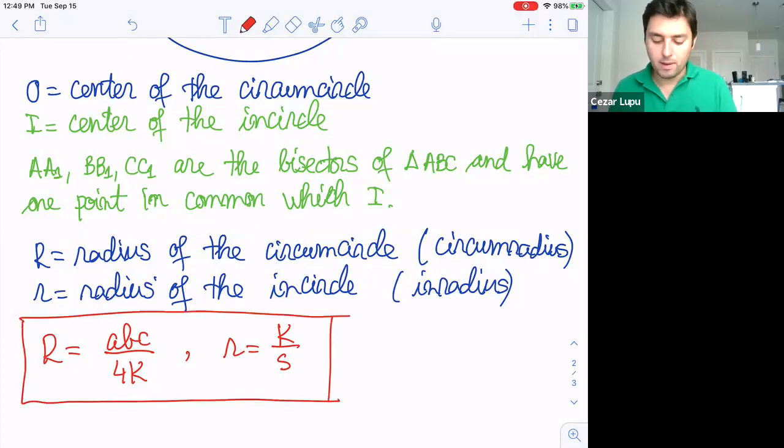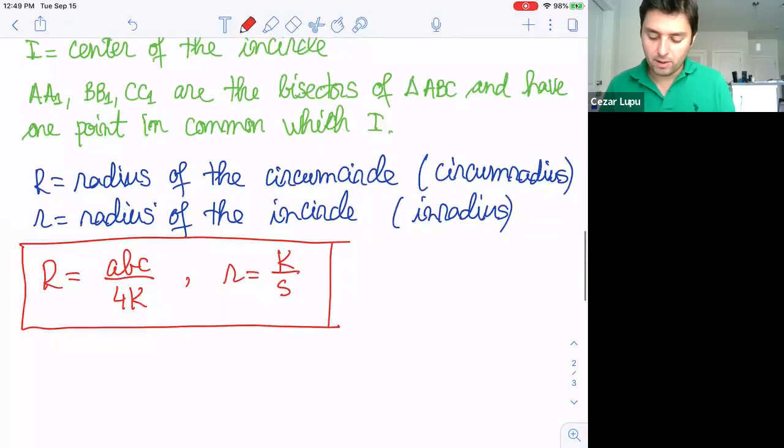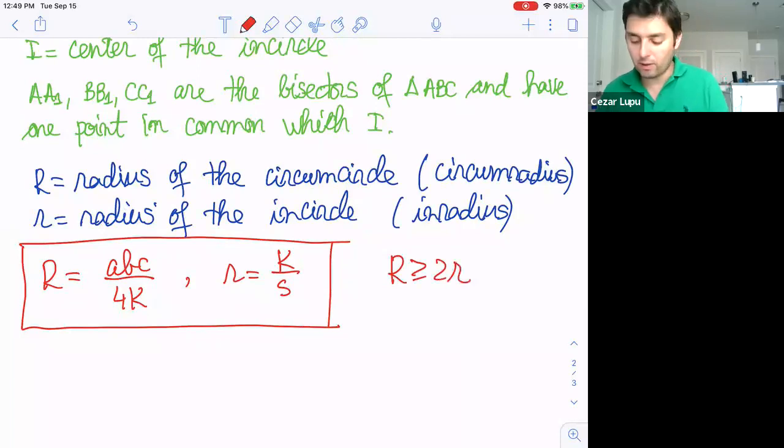Also there's another relation between them: the circumradius R is greater than or equal to 2 times the inradius r, and this is what we call Euler's inequality.